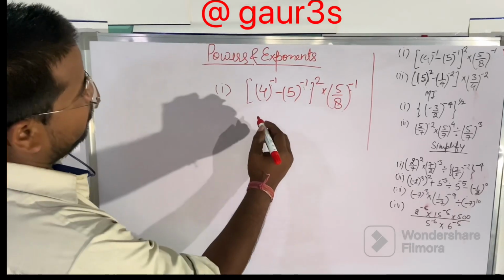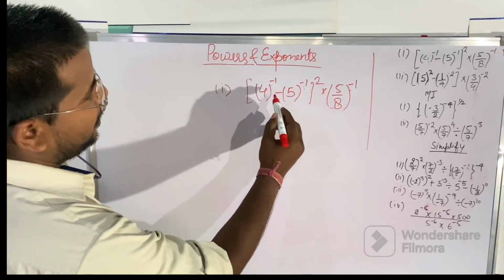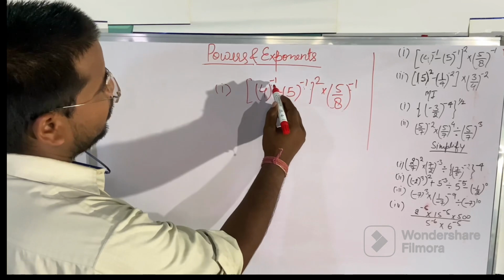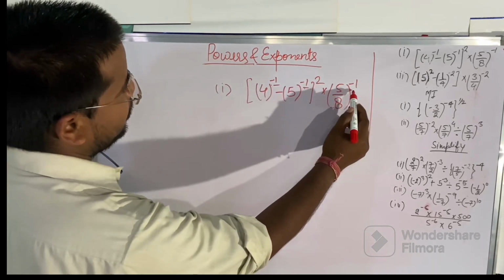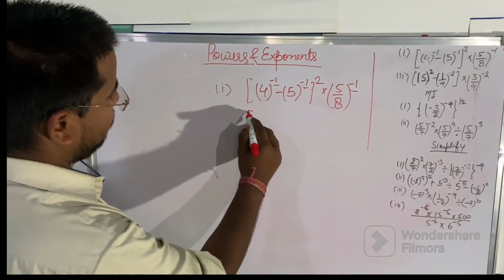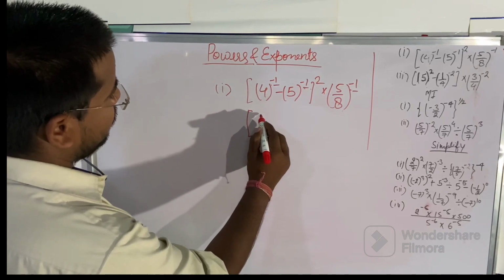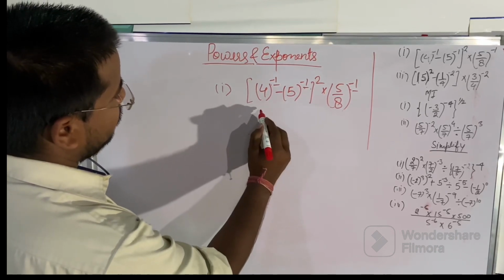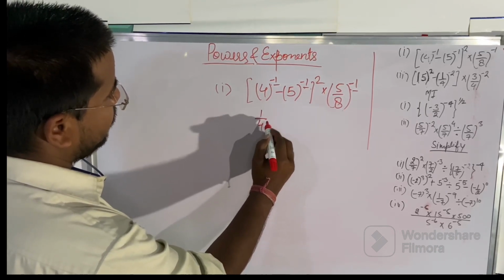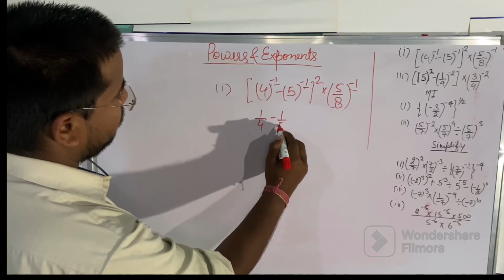This is another problem of power and fraction. We see that the powers are negative. So first we change these negative powers into positive powers. That means it will become 1 by 4 and it will become 1 by 5.